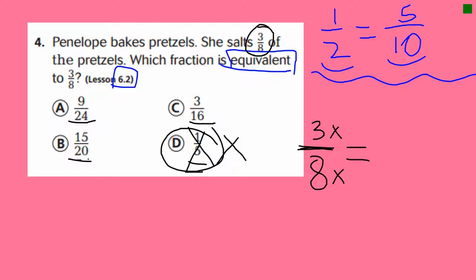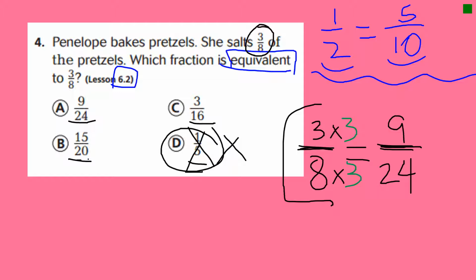9/24. So look back here at 3/8. Is there a way that we can multiply both 3 and 8 by the same number and get 9 for the numerator and 24 for the denominator? Well, let's think here. 3 times what is 9? Oh, 3 times 3 is 9. So then we have to check. 8 times 3. Is 8 times 3 24? Let's see. 8, 16, 24. Oh, it is. So 3/8 is equivalent to 9/24. Oh, that was so helpful that the answer was A, wasn't it?